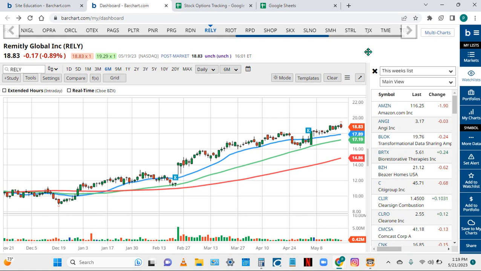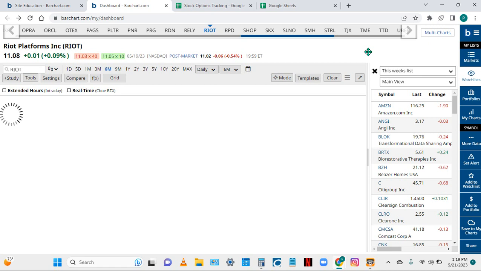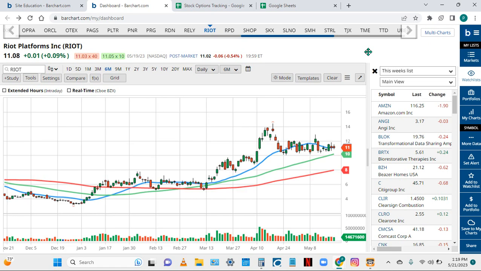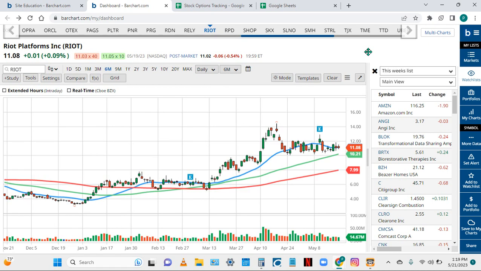So that one's a pretty nice uptrend. I really like that one. RELY. Riot, also related to Bitcoin. That could go either way. So use some caution on these ones with Bitcoin.